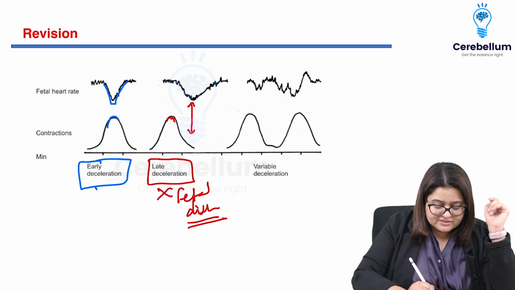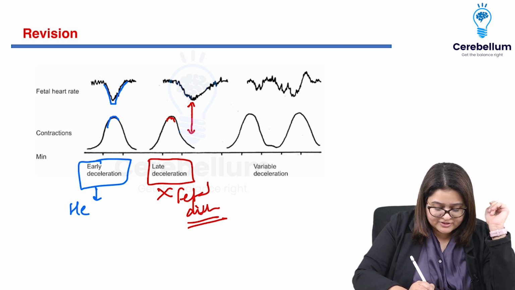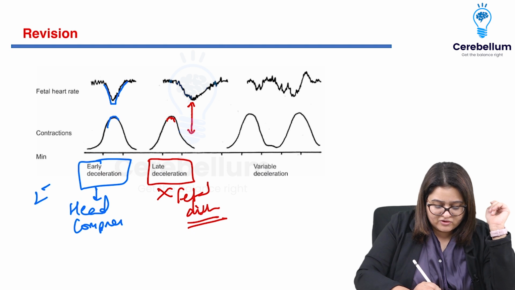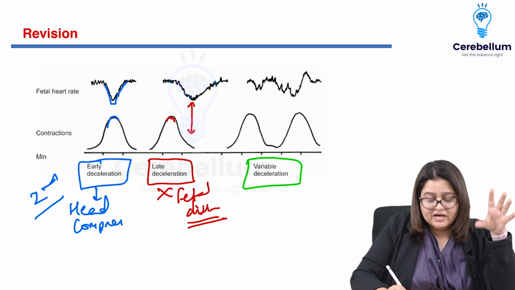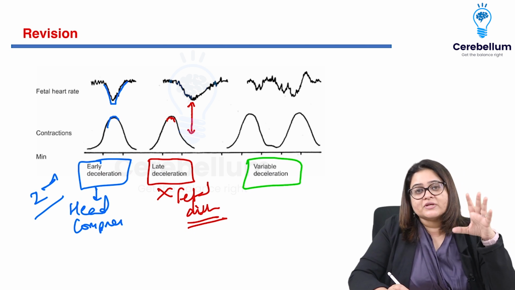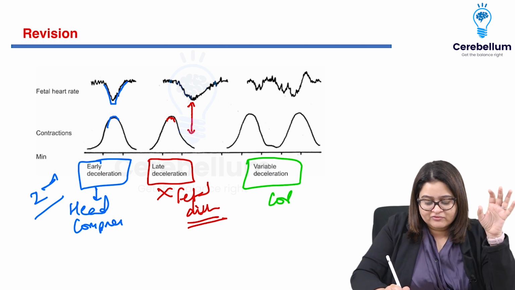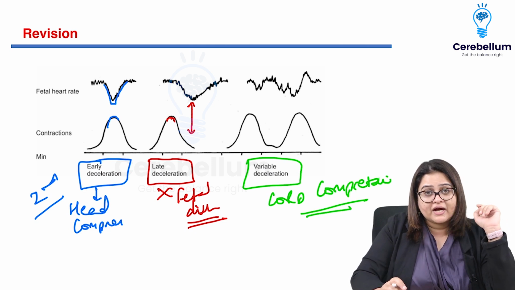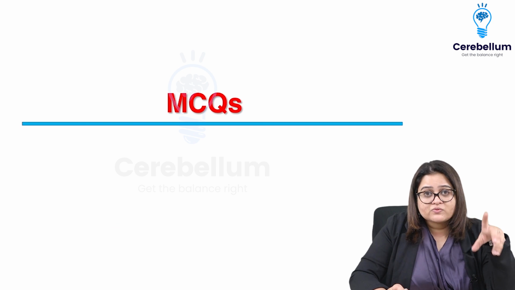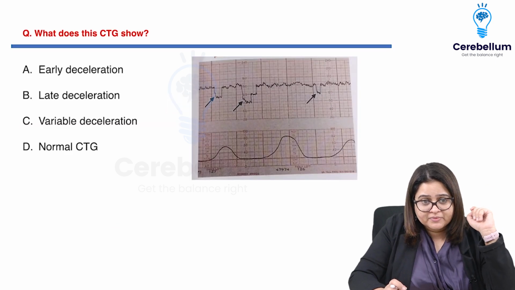Early decelerations are seen in head compression, and this happens in the second stage of labor. Variable decelerations happen irrespective of the uterine contraction and are a sign of cord compression, which can be seen in oligohydramnios. Now let's do some MCQs which have been asked in the past.